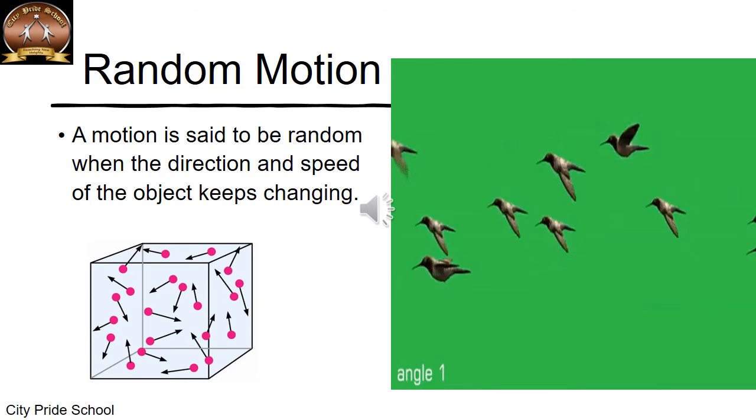Next we have random motion, which is motion in any direction, and even the speed of the object keeps on changing. For example, molecules of a liquid are in random motion. Even molecules of a gas are in random motion. The direction and speed are not the same. In nature, birds flying are also in random motion. Sometimes you do find them making some formations, but otherwise many a time the motion of these animals is random.